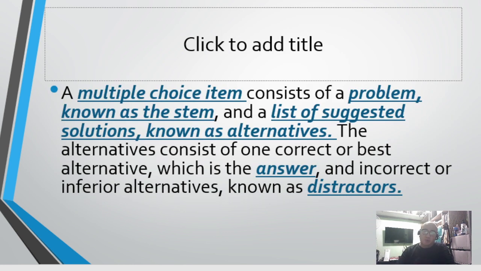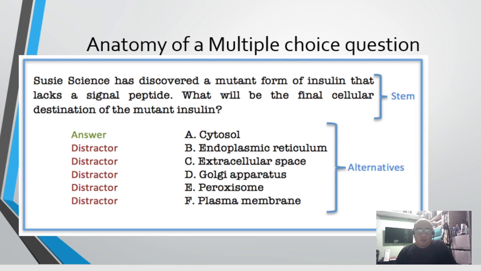Now, what is a multiple choice item? A multiple choice item consists of a problem known as the stem and a list of suggested solutions known as alternatives. The alternatives consist of one correct or best alternative, which is the answer, and incorrect or inferior alternatives known as distractors. So this is the anatomy of a multiple choice question. The question itself is the stem, and the alternatives are composed of the distractors and one correct answer.